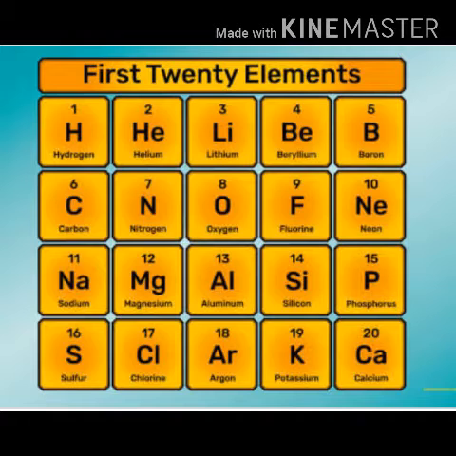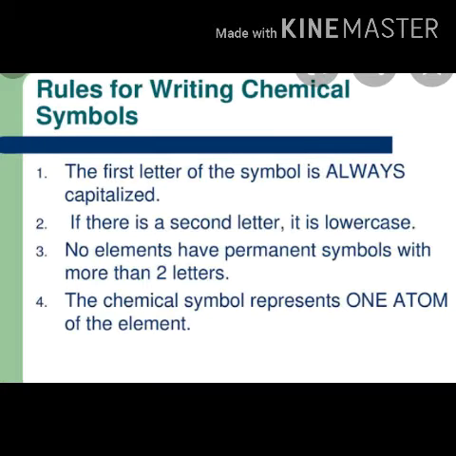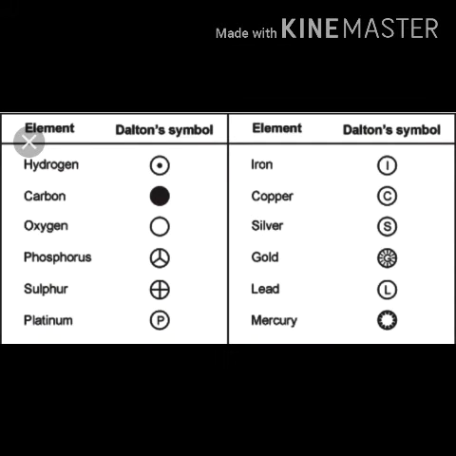Today in class 8 chemistry we will start with elements and compounds. We will start with the element, their characteristics, how they were represented previously and how they are represented now, what the different elements and their symbols are, and how we can write the symbols of elements. So today let's start with the elements. We'll start with the language of chemistry.